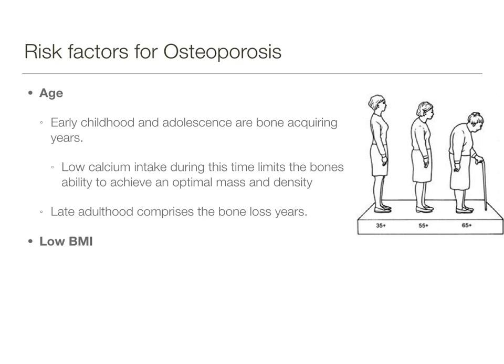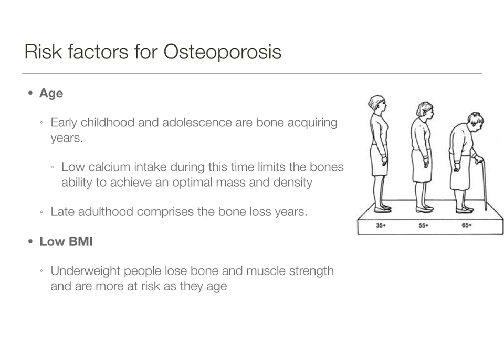Low body mass index is another risk factor for osteoporosis. Underweight people tend to lose bone and muscle strength and are more at risk as they age than people of a normal body mass index or even a high body mass index.